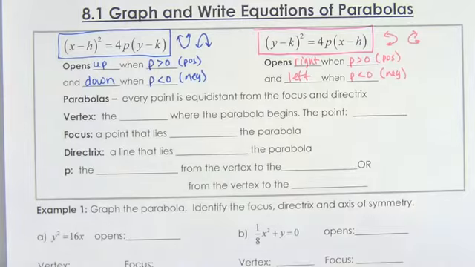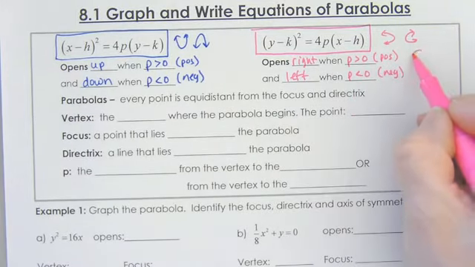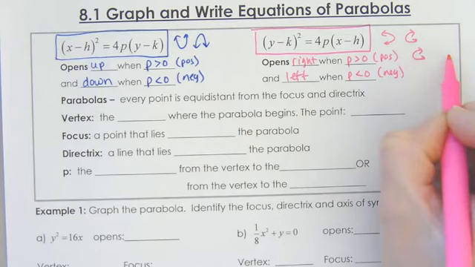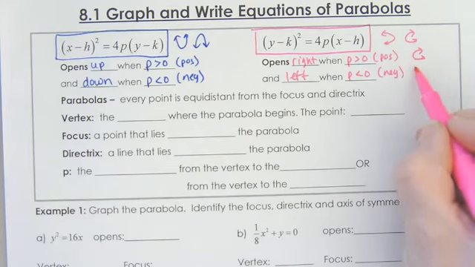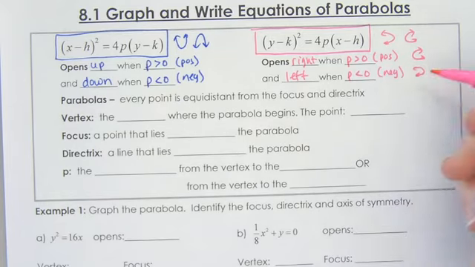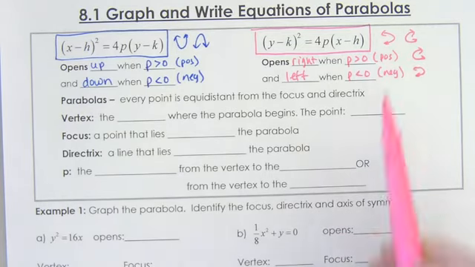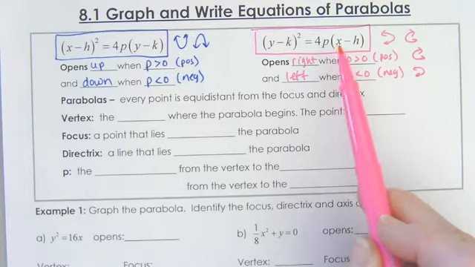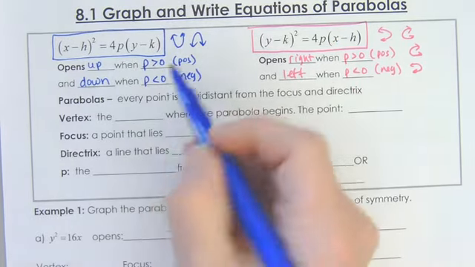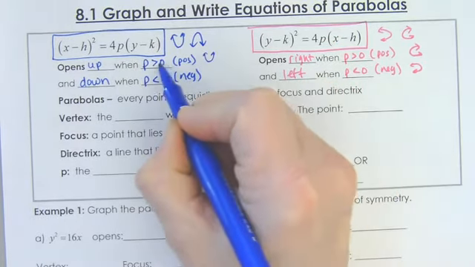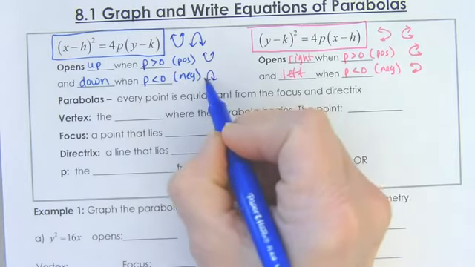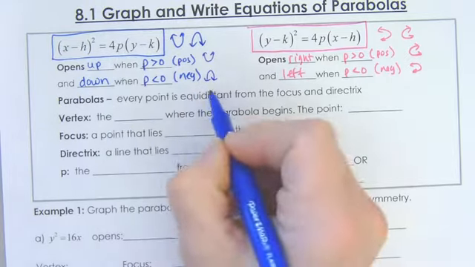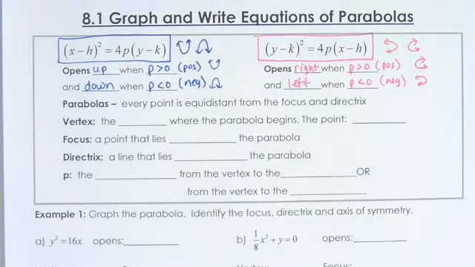And you can think of it like this. Here it's opening to the right, towards positive values. Here it's opening left, towards negative x values, because the p is touching the x. Over here it opens up when that p is positive, when the y values are positive, and it opens down when the y values are negative. So just remember positive up, positive right.